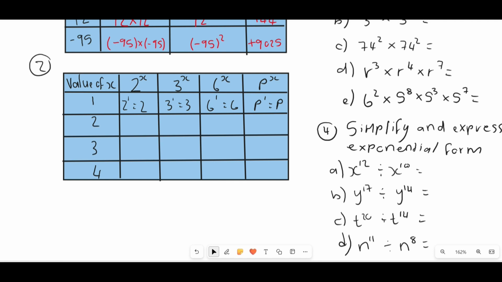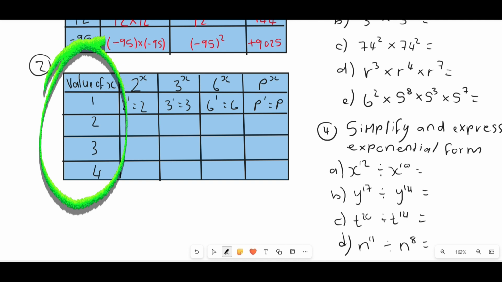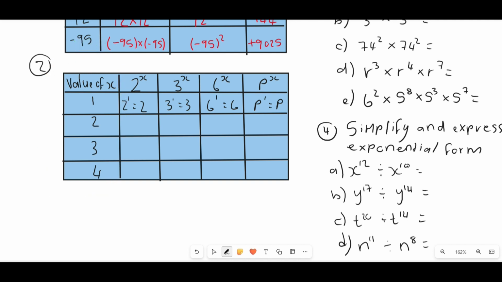Okay, now let's do this one. Here you can see I've given you the value of x and some numbers to the power of x. I want you to put the value of x in the space where x should be. So for example, in this row, we put 1 in the value of x each time. So now let's do that here.